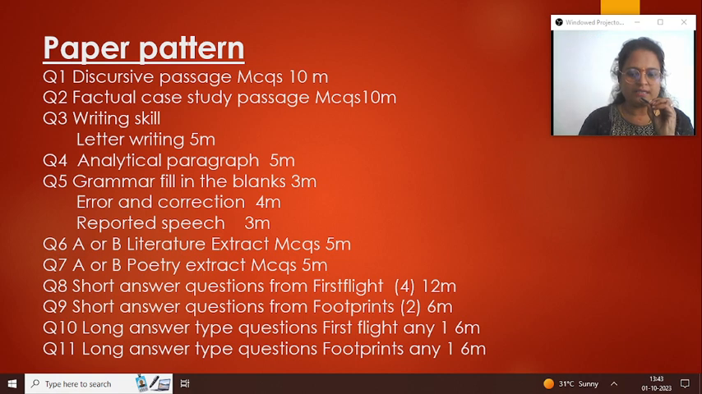So overall this is an 80 marks question paper. 20 marks you have for internal assessment and your ASL, assessment for speaking and listening. This is the overall paper pattern. Now for each and every question, how to study and how to be prepared, we'll see in detail now.